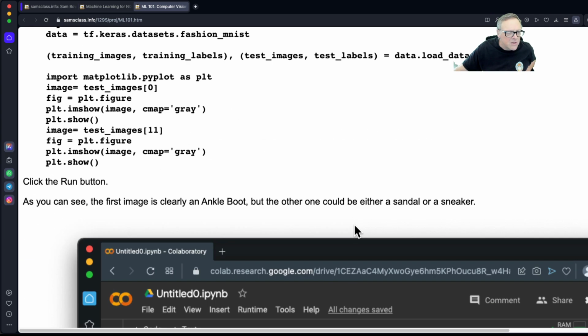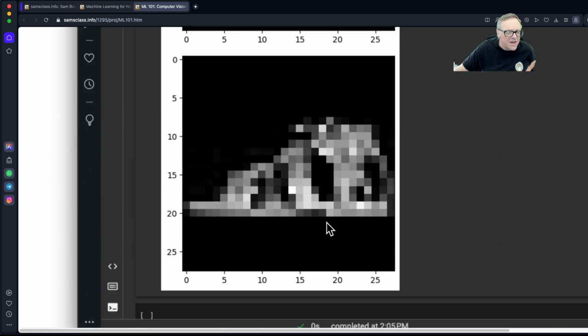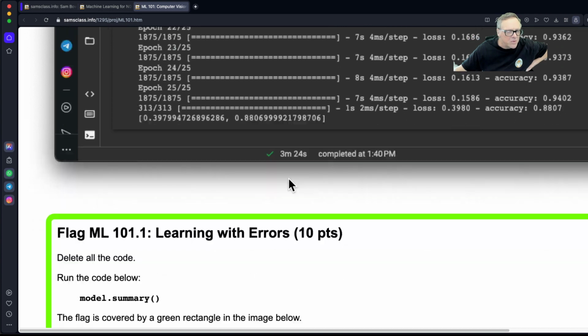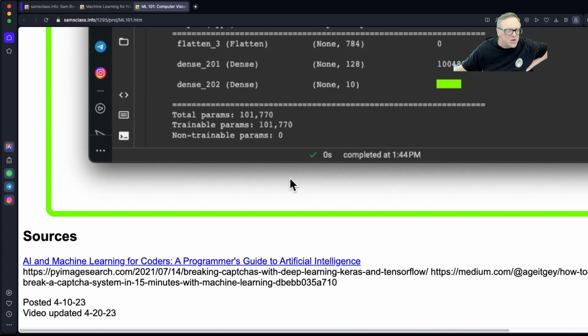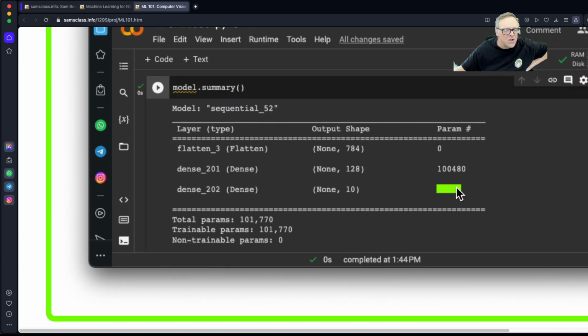And when you print out the picture, you can see why. It looks like this, and it couldn't tell if that was a sneaker or a sandal, something like that. So it's understandable, and you can train that model and see how well it works. This model has 101,000 parameters.